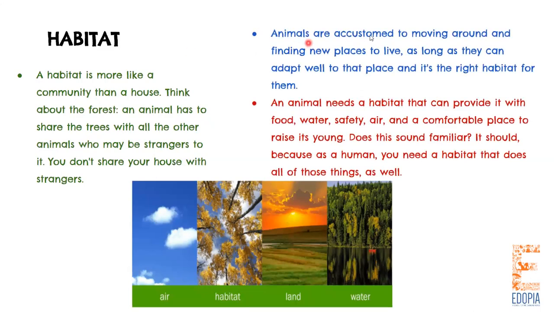Animals are accustomed to moving around and finding new places to live in case their habitat is not suitable anymore, as long as they can adapt well to that place and it is the right habitat for them. For example, it has food, water, and shelter. An animal needs a habitat that can provide it with food, water, safety, air, and a comfortable place to raise its young or babies. Does this sound familiar? It should, because as a human, you need a habitat. We all need a habitat that does all of the above things as well.